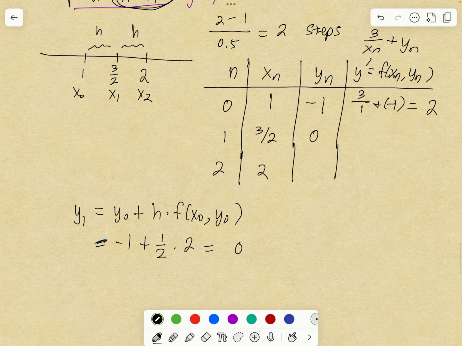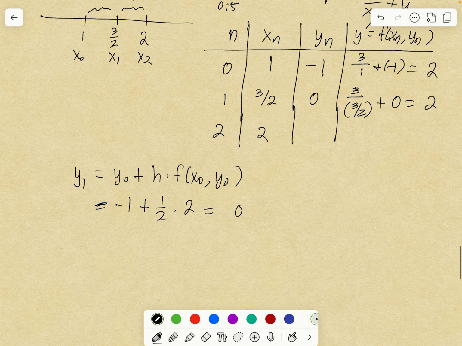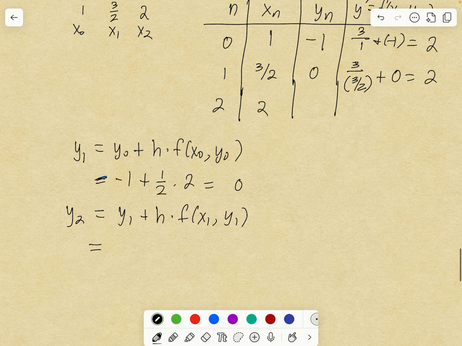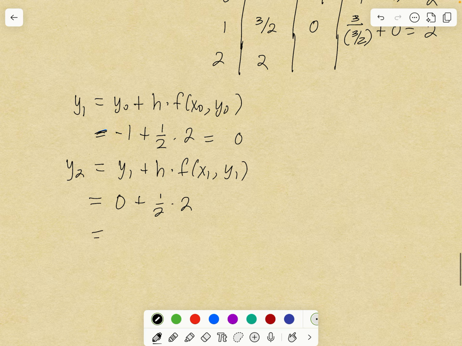Now we find our f of x1, y1. That's 3 over x1, so that's 3 over 3 halves, plus y1, which is 0, and the result is 2. Oh, we got 2 again. It's just a coincidence. y sub 2 is equal to y sub 1 plus h times f of x1, y1. And this is equal to y sub 1, which was 0, plus h, which is a half, times f of x1, y1, which is 2. So the answer is 1. That's our answer.